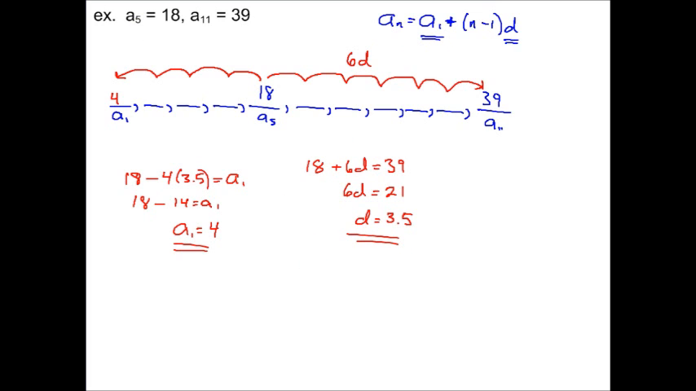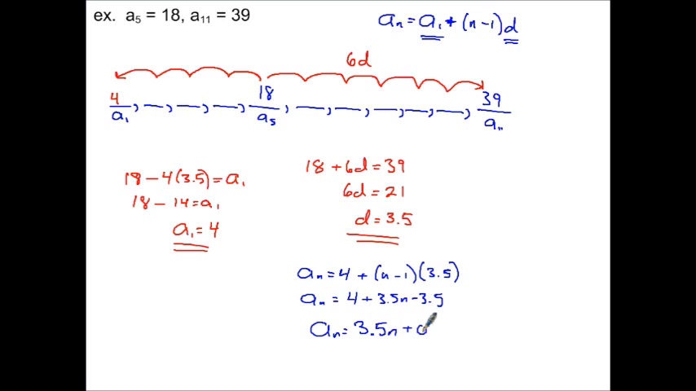Let's go back to blue. Let's see if I can squeeze it in here. So a sub n equals a sub 1, which is 4, plus n minus 1 times the d, which is a positive 3.5. Then distribute, combine like terms, and clean it up: 4 plus 3.5n minus 3.5. Depending on whether you like the constant first or the variable first, you could write 0.5 plus 3.5n, or my personal preference, 3.5n plus 0.5. There would be your nth term. It takes a little more work to get there if you're not starting at the beginning, but it's still very possible.